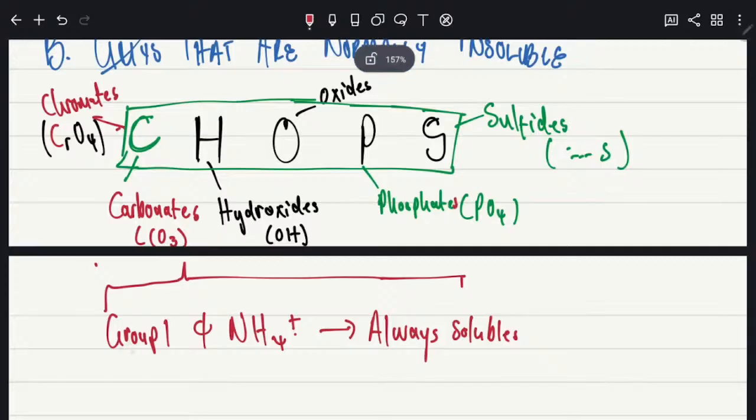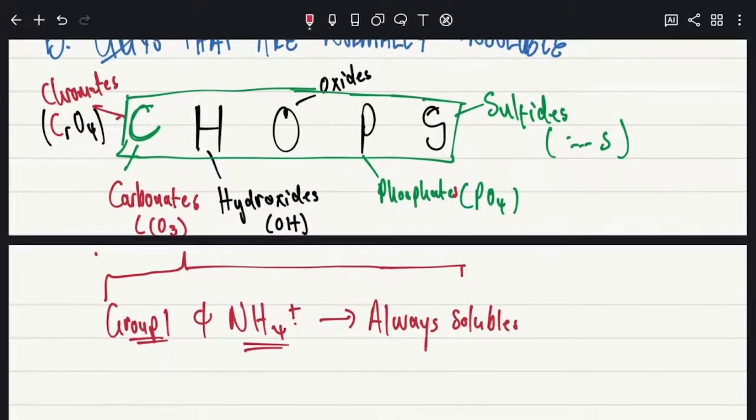But my friend, listen. When they meet group 1, they will dissolve, even if it's a carbonate, yes. When they meet ammonium, they will dissolve, even when it's a carbonate, yes. Are we together? But when they meet anything else, they will be rocks. Insoluble.